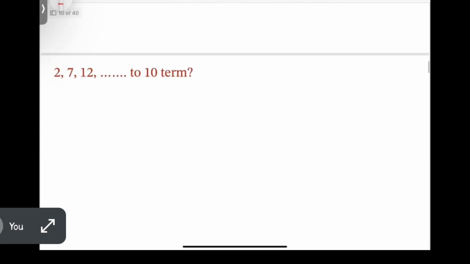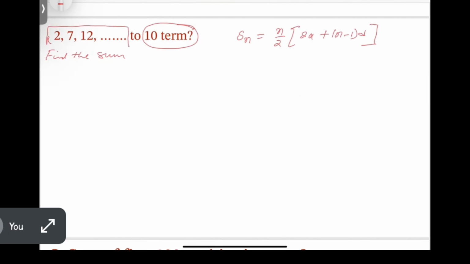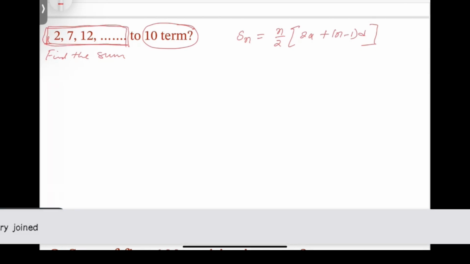Now the 21st question. I'll start with this here. Same thing, I'll just rewrite the formula here. The formula is n divided by 2 times (2a plus (n minus 1) d). The question is to find the sum of the first 10 terms of this AP, and we are asked to find the sum till the 10th term.